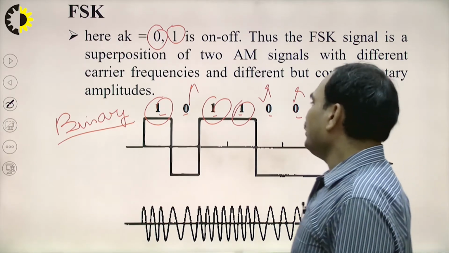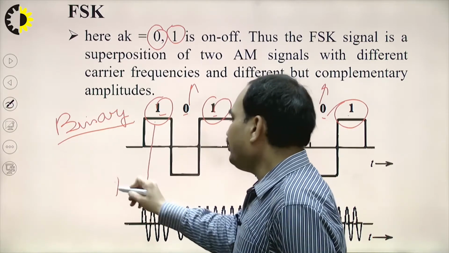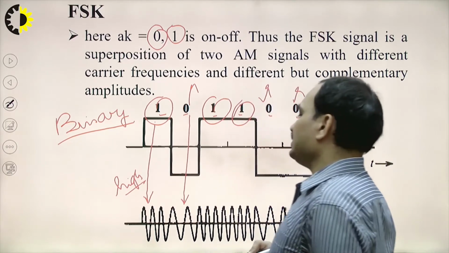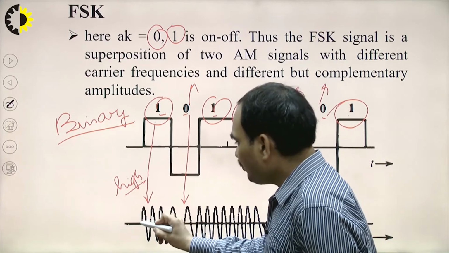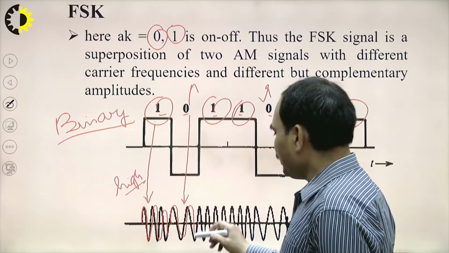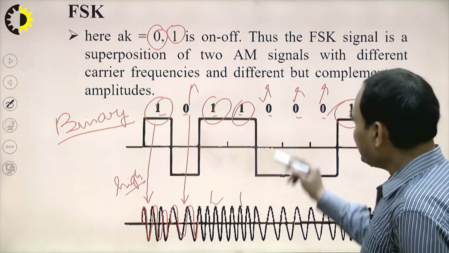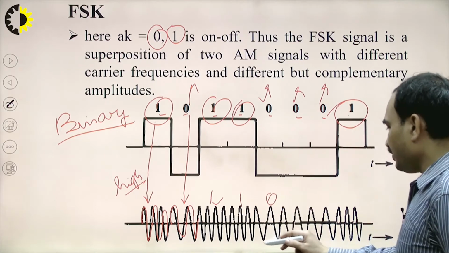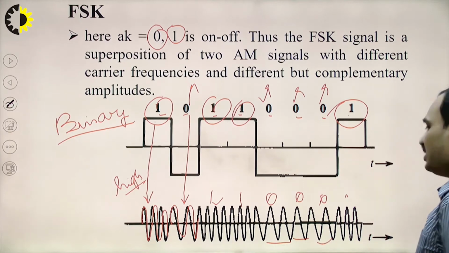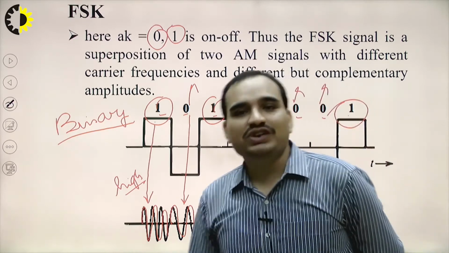Accordingly we can see that 1, that is a high data level, is represented by the higher frequency and 0 is represented by the lower frequency. Here we can see where we have 1, we have the higher frequency, where we have 0, we have the lower frequency. Then again we have 1, so higher frequency, again 1, higher frequency, 0, lower frequency. Here we have 0, lower frequency, again 0, lower frequency, and here we have 1, so higher frequency. So this is the basic concept of frequency shift keying.